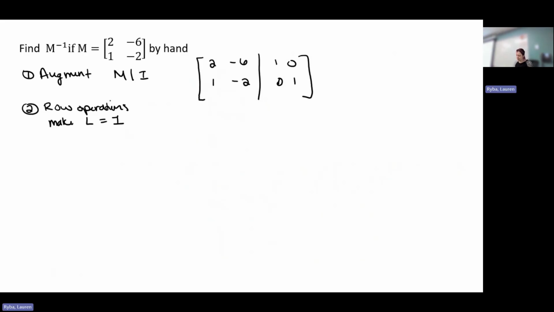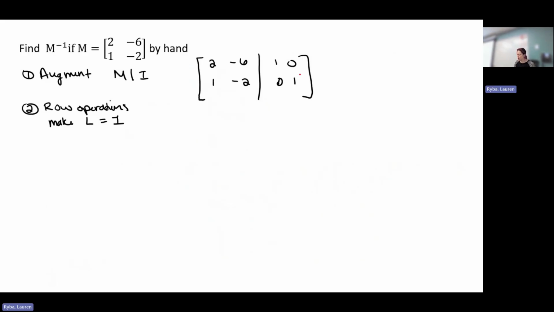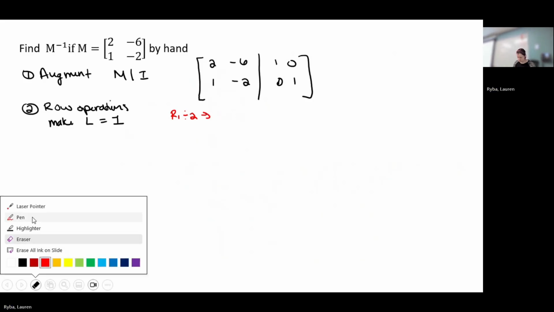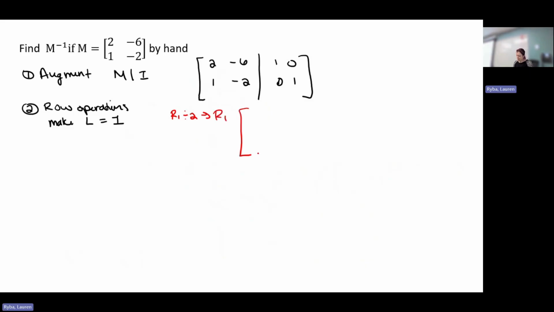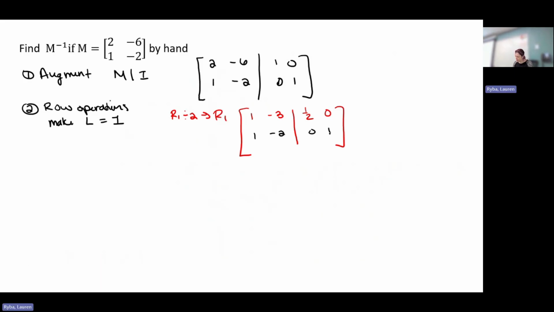All right, so the first thing I need is that 1 in the upper left-hand spot. So I can take the entire first row and divide by 2, and that'll turn my 2 into a 1. So row 1, divide by 2, replace it in row 1. So 2 divided by 2 is 1. -6 divided by 2 is -3. 1 divided by 2 is a half. And 0 divided by anything is still 0. That does not change. And I did not touch the bottom row.